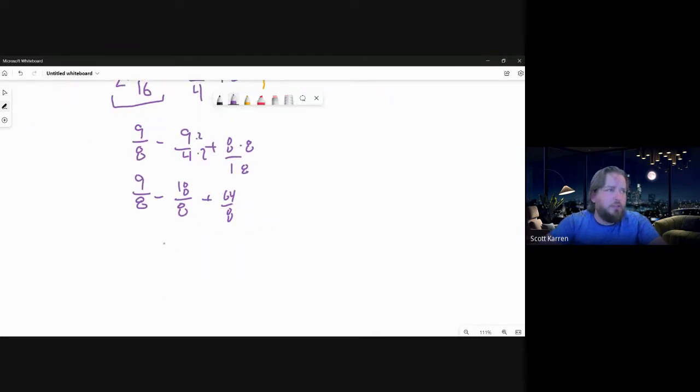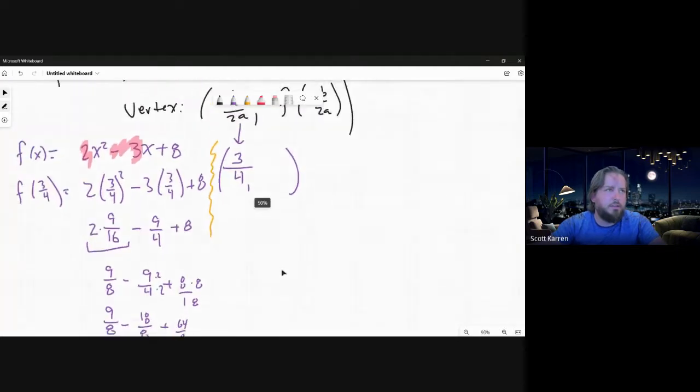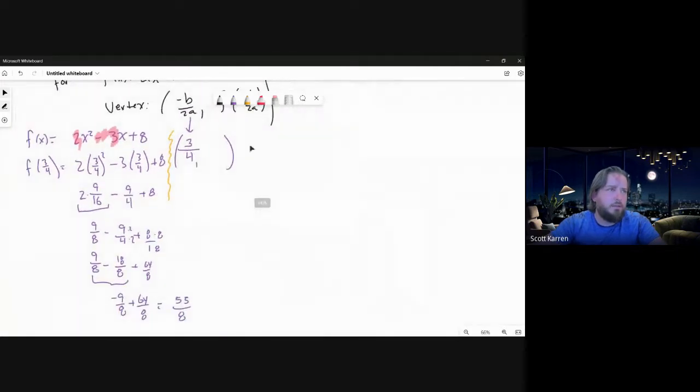And so combining these, negative 18 over 8 plus 9 over 8 gives negative 9 over 8, plus 64 over 8 gives me 55 over 8. And that is then the y component, which wasn't terribly pleasant here, but would have been probably a little bit less pleasant to try to go through and complete the square on this particular problem.